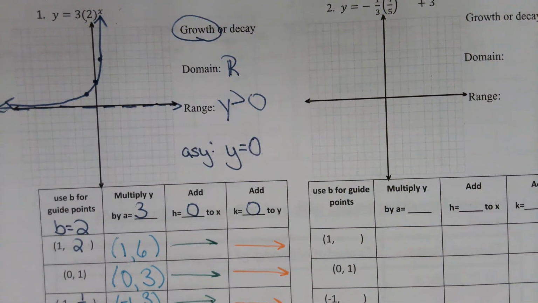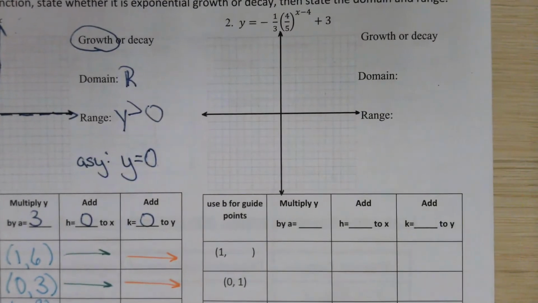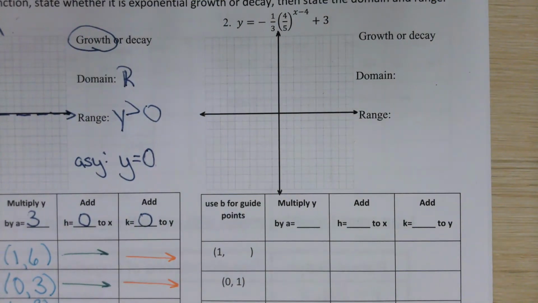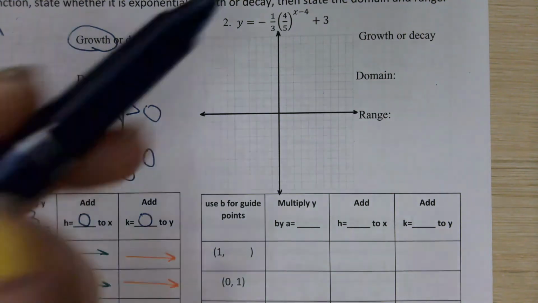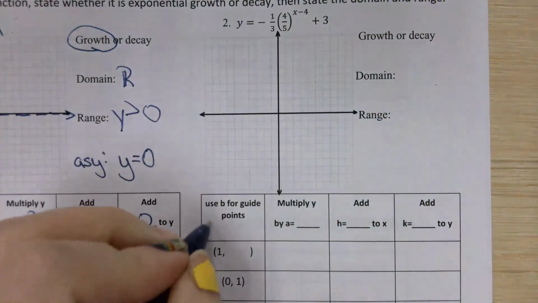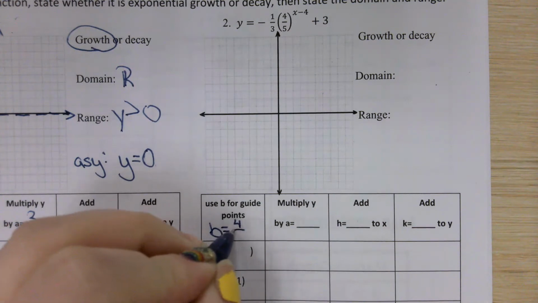Let's take a look at another one that has some h and k to apply. So our first step, we're going to label our b value. Remember, that's the base for the exponent. So b in this case is 4/5.